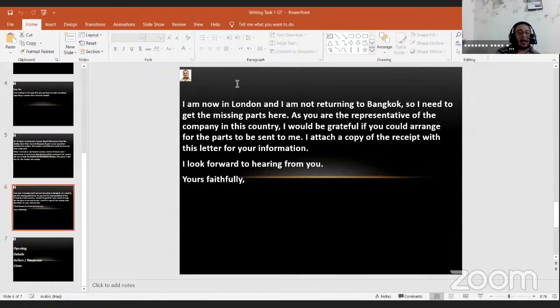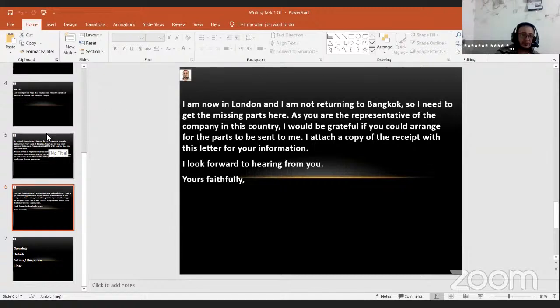Here, for example, I'm now in London and I'm not returning to Bangkok. So I need to get the missing parts here. As you are the representative of the company in this country, I would be grateful if you could arrange for the parts to be sent to me. I attach a copy of the receipt with this letter for your information. This is step number 3, which is writing the action or the response.